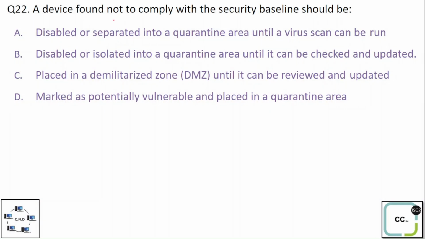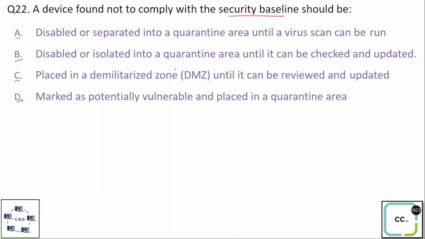Question number 22. A device found not to comply with the security baseline should be option A, disabled or separated into a quarantine area until a virus scan can be run. Option B, disabled or isolated into a quarantine area until it can be checked and updated. Option C, placed in a demilitarized zone until it can be reviewed and updated. And option D, marked as potentially vulnerable and placed in a quarantine area.